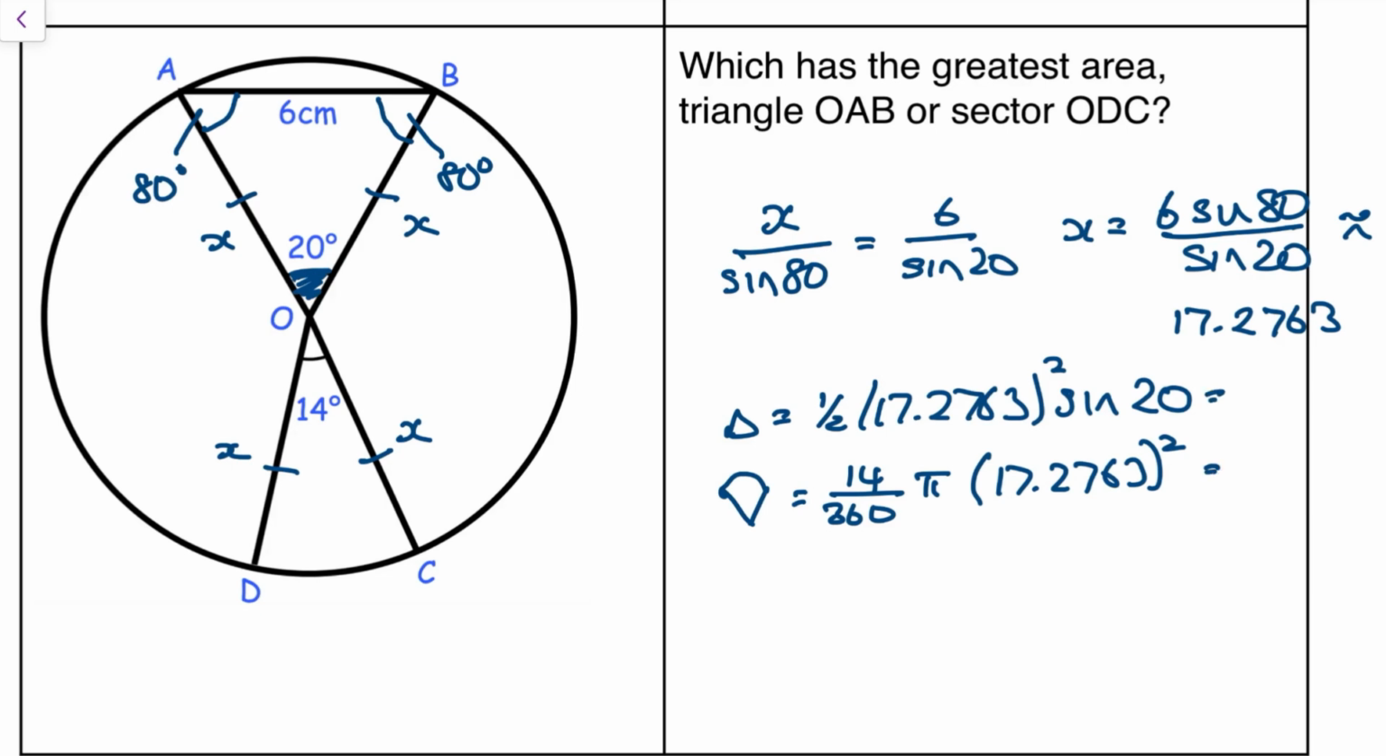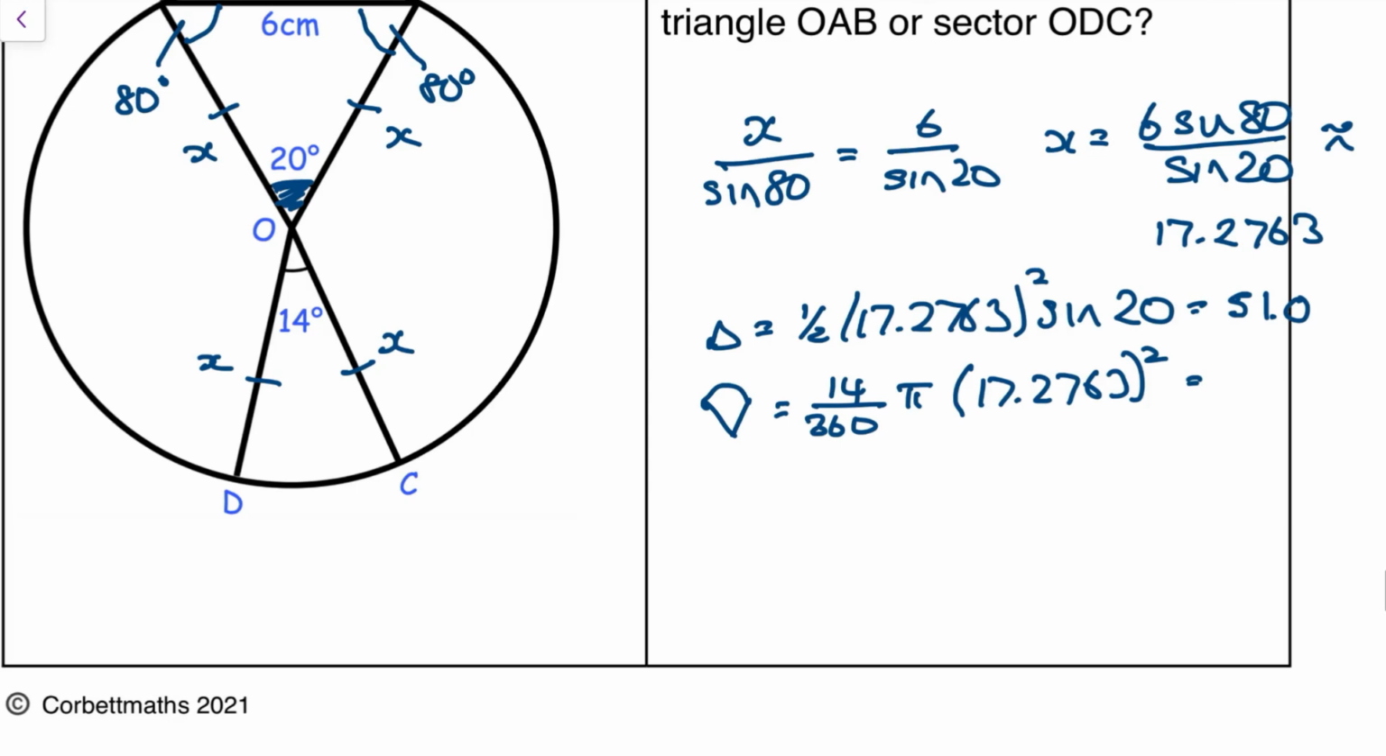So the area of the triangle is 51.0. And you'll notice I'm not doing many decimal places here because I'm going to assume that the areas are quite different and one is clearly bigger than the other one. The area of the sector is, and indeed they're quite different, so 36.5.